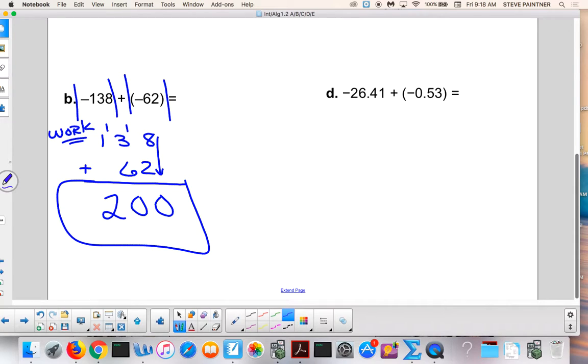Negative. Yeah, the real problem said you lost $138 plus you lost 62, so you really lost a lot of money, okay? Think money, think money. It's so much easier to think money. A negative plus a negative is a negative. Okay, looks like you got the same thing going on here, right? Absolute value, absolute value.